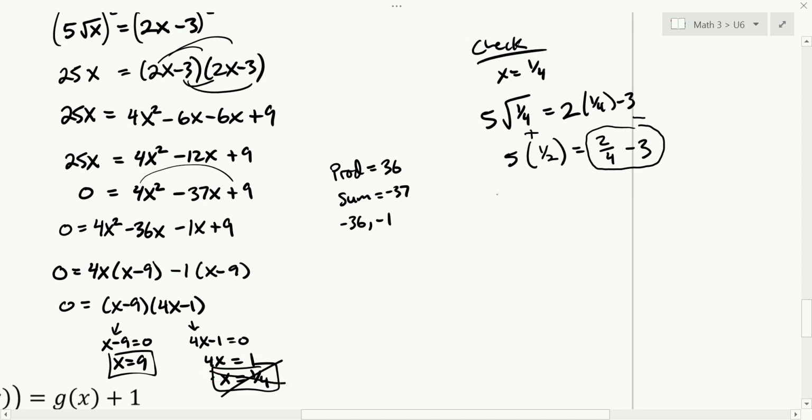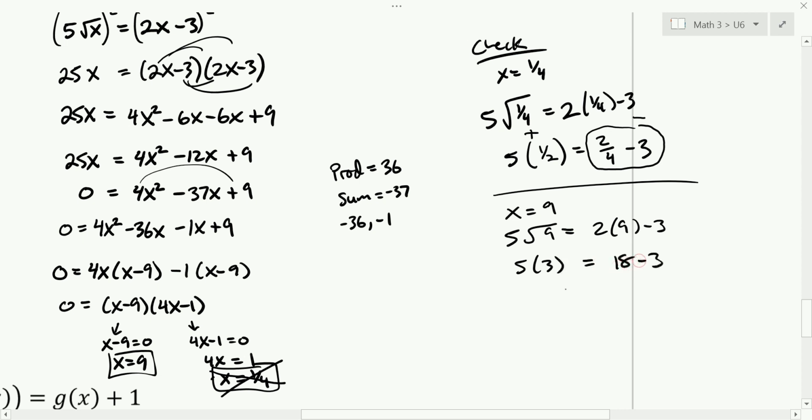Okay. And then if x is 9, five times 3, is that the same thing as 18 minus 3? Yes.